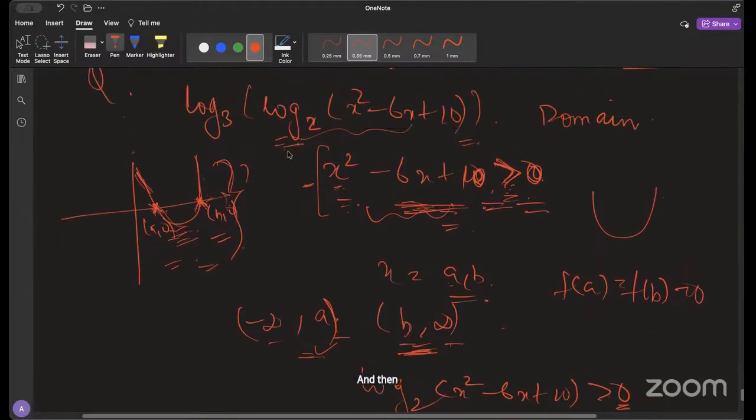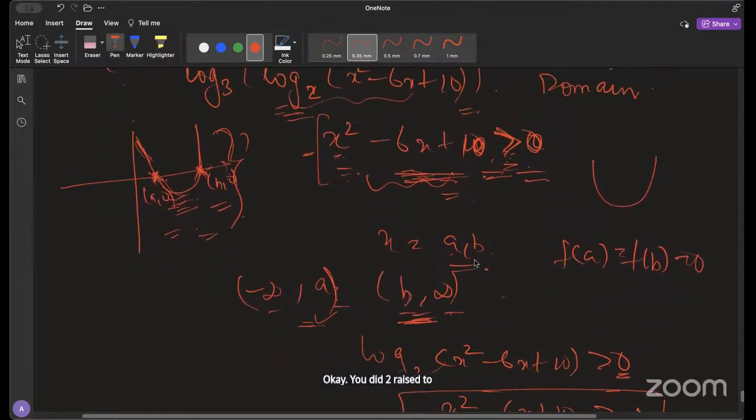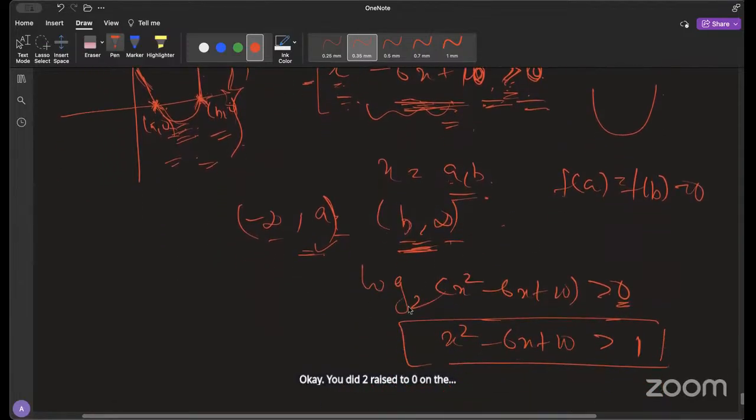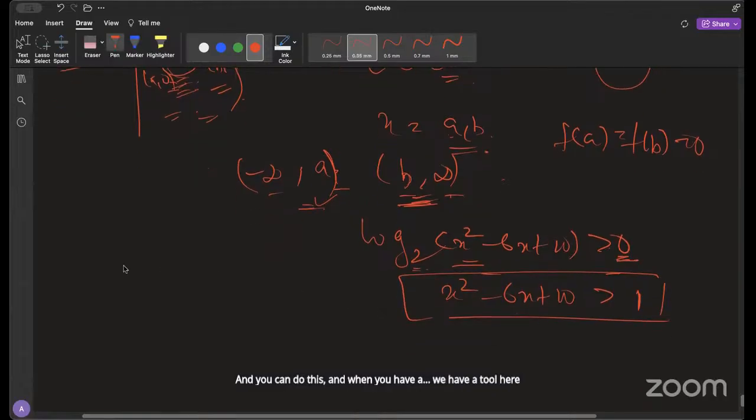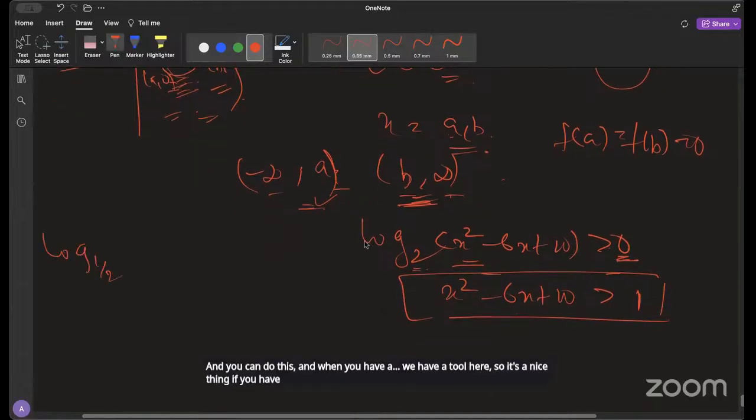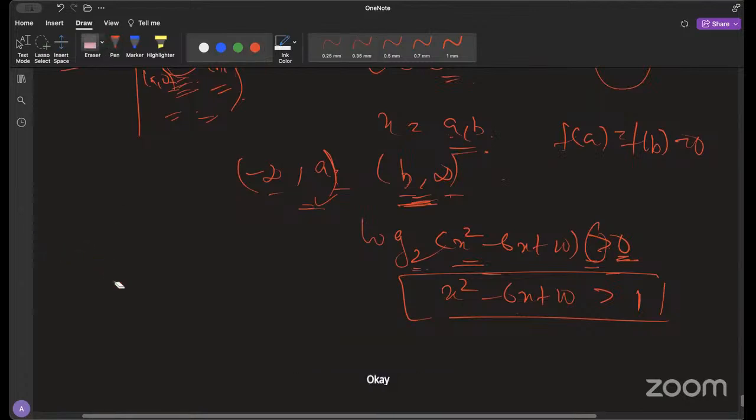Is that okay? And then you're done. 2 raised to 0 on the inequality side. Raise both of these to the power 2: 2 to the power this and 2 to the power 0. And you can do this, and we have a 2 here, so it's a nice thing. If you have log base half instead, then your inequality is going to change. Please be careful of it.